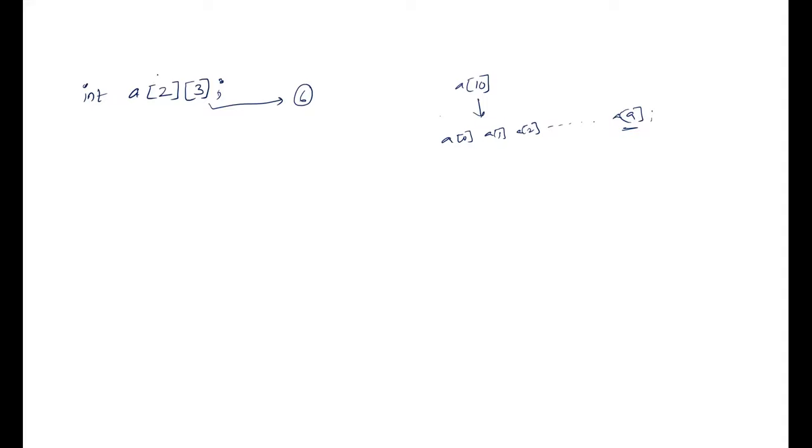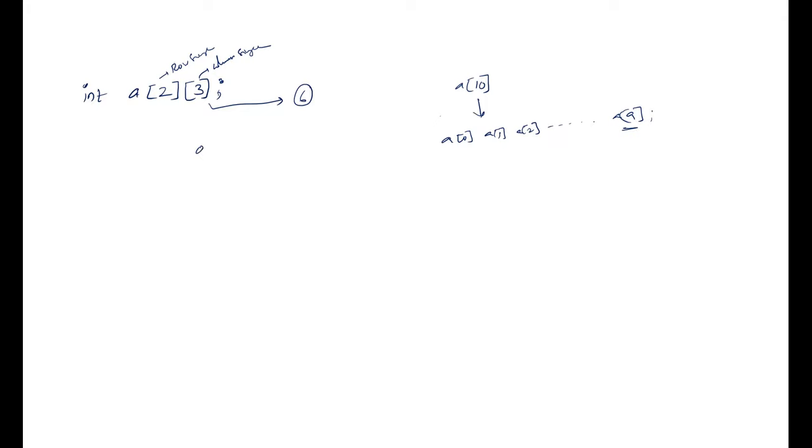These are two sizes. Sorry, I should not say index. This is the row size and the column size. But what variables will be created? 6 variables will be created, I said. So what are those 6 variables?